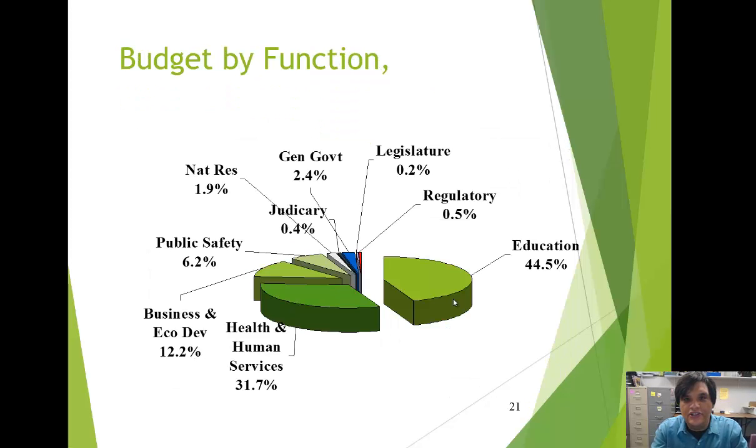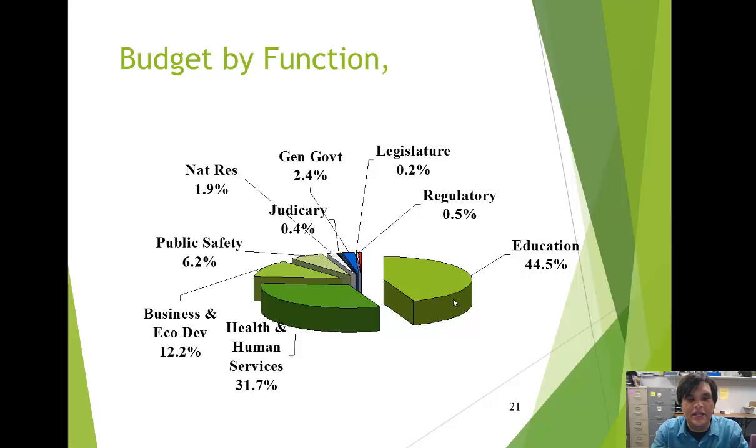Alright, so those are the taxes. What about the budget itself? What does the budget go towards? Well, you can see here that there's a number of things that the budget goes towards. But the thing that it goes towards the most is education. 44.5% of the budget goes towards education. In second is health and human services. 31.7% of the budget goes towards that.